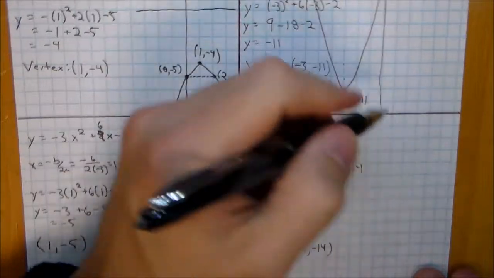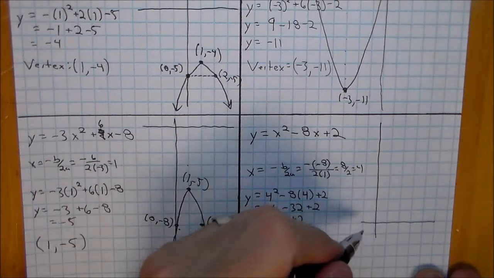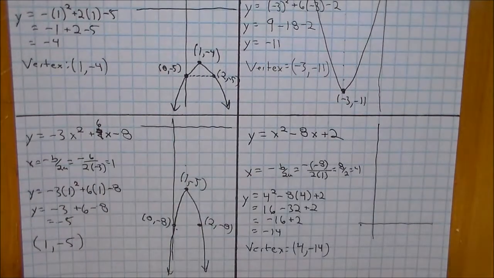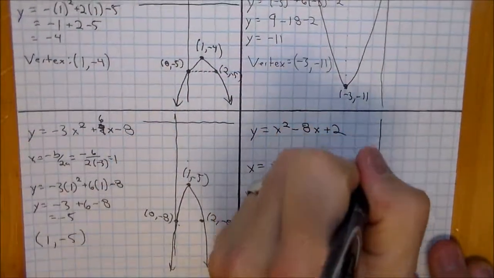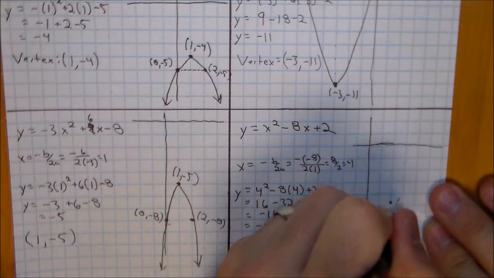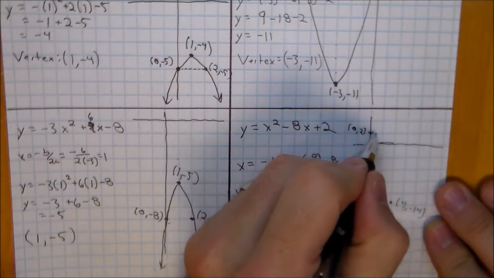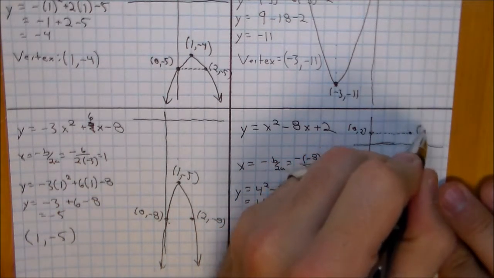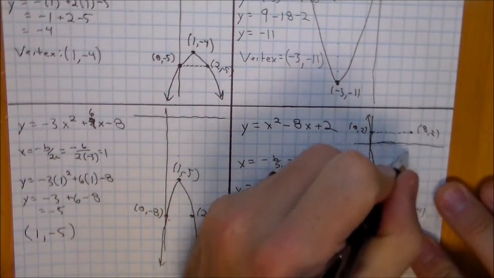Now this one's probably not going to fit, so we're just going to approximate on our graph here. So let's say 4, negative 14. I went the wrong direction. Let's say it's about right here. So we go over about 4, down 14. So if that's at 4, negative 14, it's going to hit at 0, 2. We went over 4 units, so we go another 4, and that's at 8, 2. And there we have our quadratic.